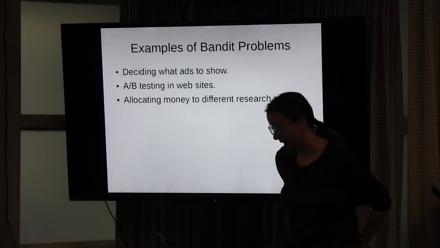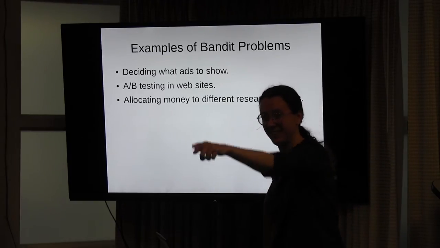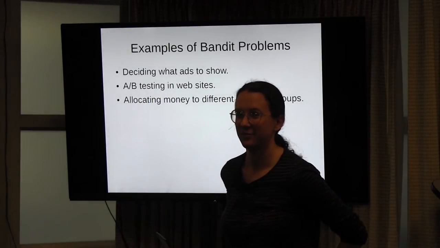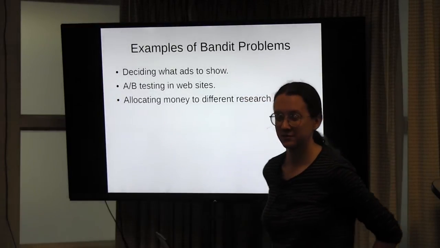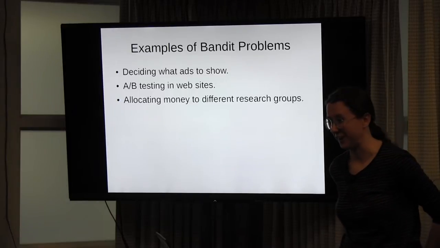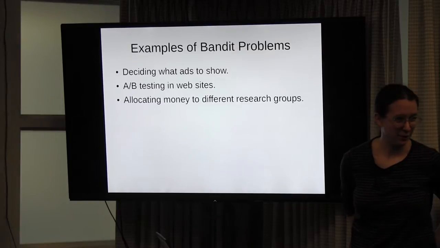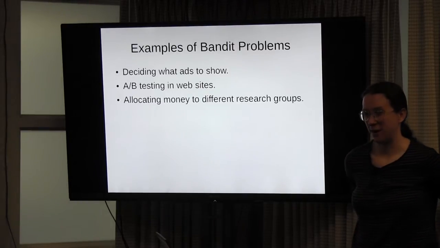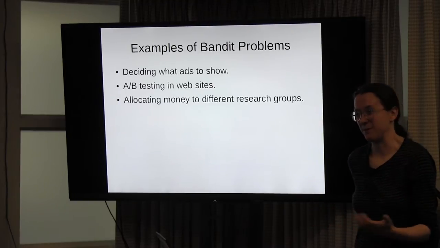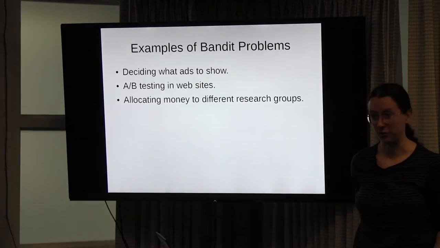People also use this for A/B testing in websites. So who knows what A/B testing is? Basically, you have two versions. Right, so you're doing a startup, let's say, and you're trying to get people to sign up for your website. You have two versions of the sign-up page, one which maybe offers a free gift and the other one which doesn't, and you want to know if your free gift is actually working. Are more people signing up if you give them the free gift or not?